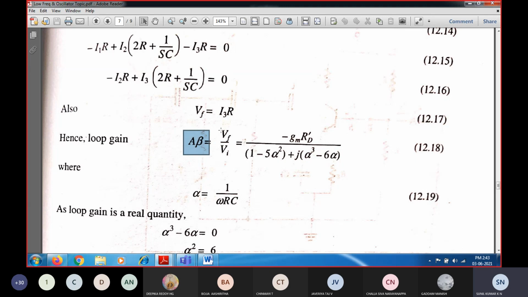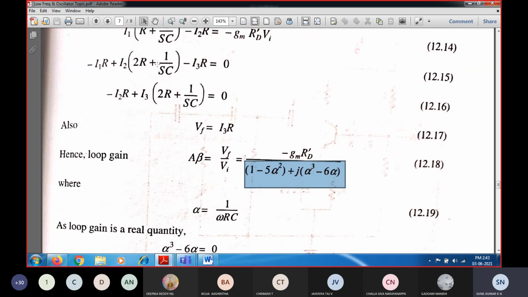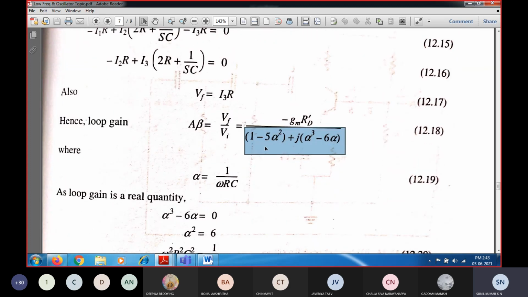So output is Vf and input is Vi. With respect to output to input, I can easily find out the loop gain as equal to A into beta. In order to find out Vf, I can write Vf is equal to I3 into R. If I substitute the value of I3, it will be equal to A into beta. A is nothing but minus Gm into RD dash, whereas beta is nothing but the feedback gain, which can be written in terms of R and C components, since only R and C are present over here. If you solve these three equations, you are going to get the expression.